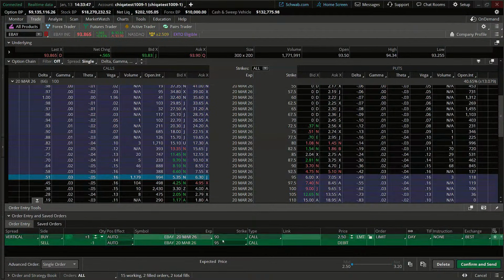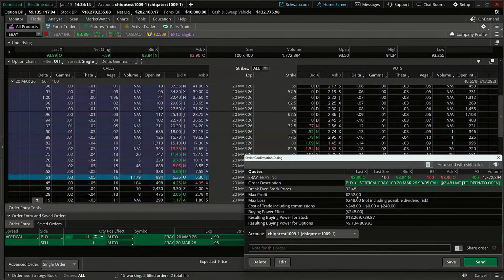Why do I say this is a limited risk trade? Well, the most we are risking on this trade is $250. That is the debit that we are paying. Now, what's the most we can make on this trade? It's the difference between our strikes, which is a 5 wide spread, minus our debit of $250. That gives us an upside of also $250 in this case.